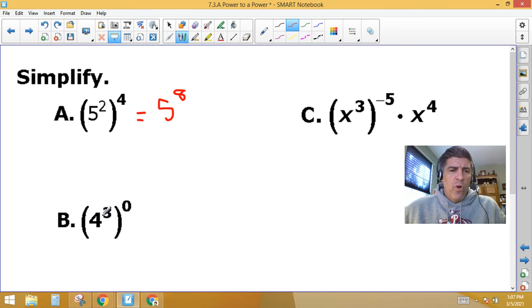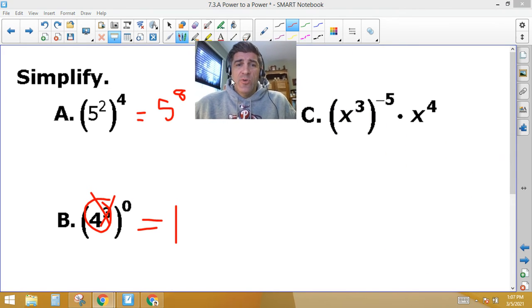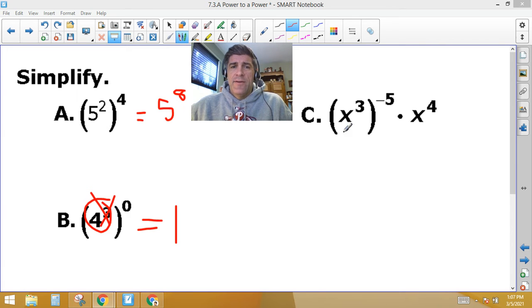What about 4 cubed to the 0? Anything to the 0 power is going to be 1. Even if it's an entire power, it's 1. And now this last one's where it gets a little bit crazy. X cubed to the -5th and then times x to the 4th.